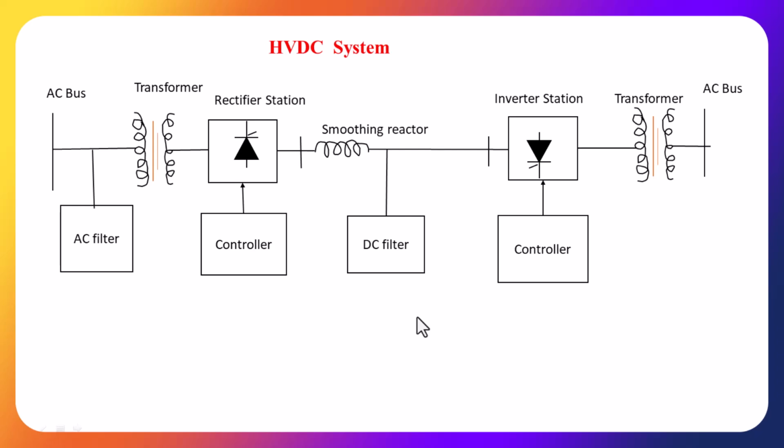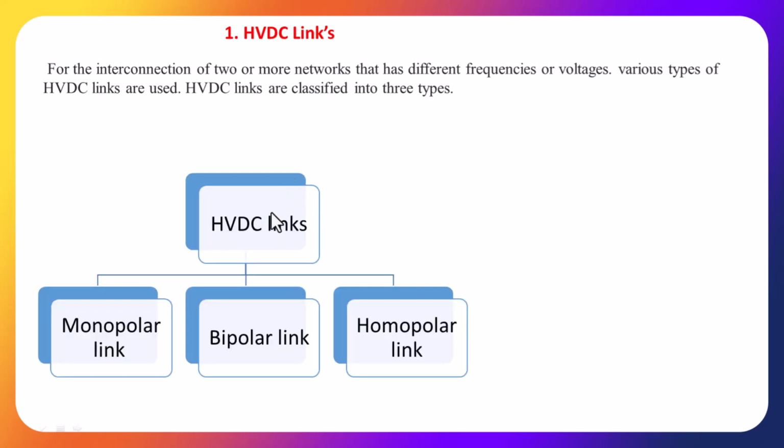Now we are going to see what are the different types of HVDC links available practically. Whenever we are interconnecting two networks, we are going for the DC link or AC link. But here we have so many advantages in HVDC links. So here we are going to study the different types of HVDC link. There are three different types of HVDC links available: monopolar link, bipolar link, homopolar link. Now we are going to see one by one.